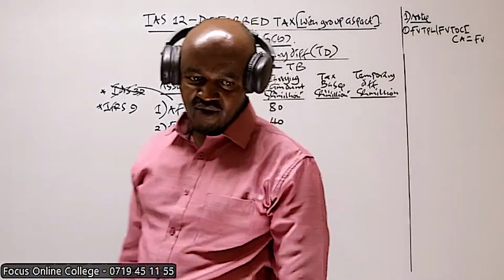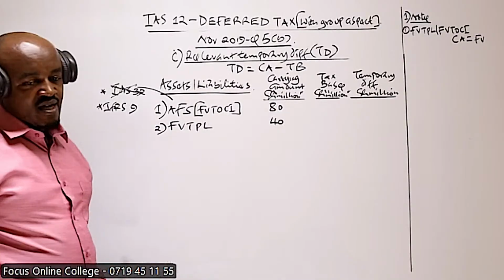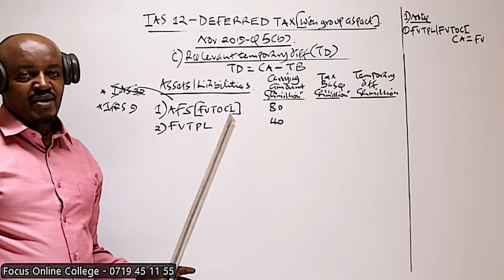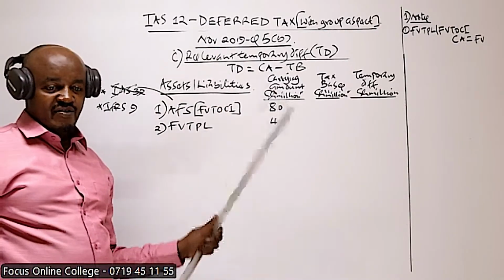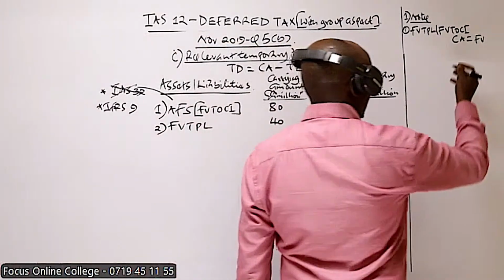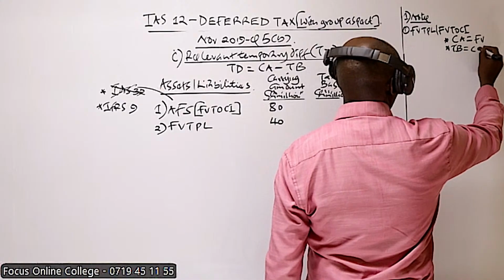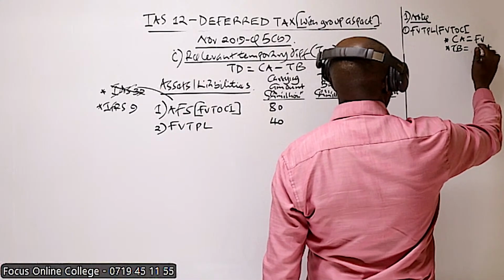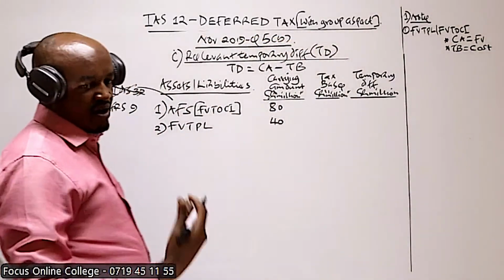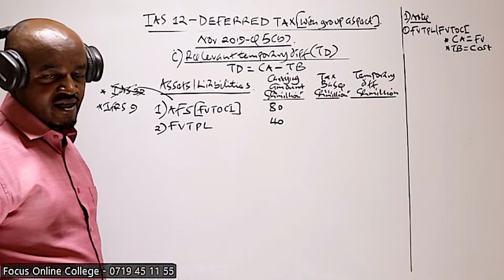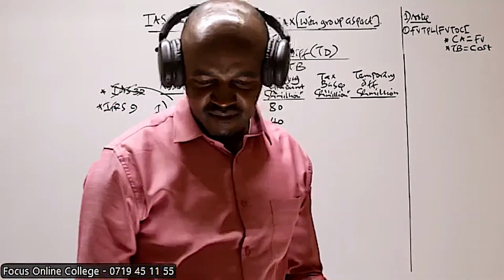This is something we know from the topic of financial instruments, that these two financial assets are supposed to be recorded in the company's statement of financial position at their fair value. Their fair value is the carrying amount. What about the tax base? Their tax base is always equal to the cost, the amount incurred by the company in acquiring this financial asset. That's what you just need to remember: carrying amount, fair value; tax base, the cost.